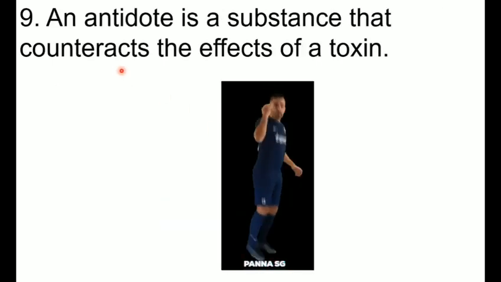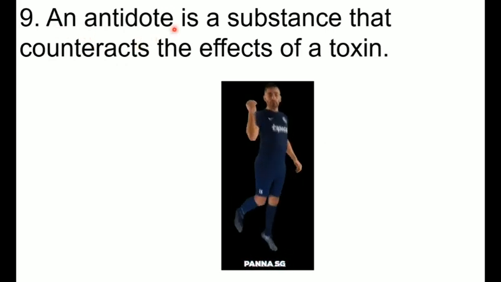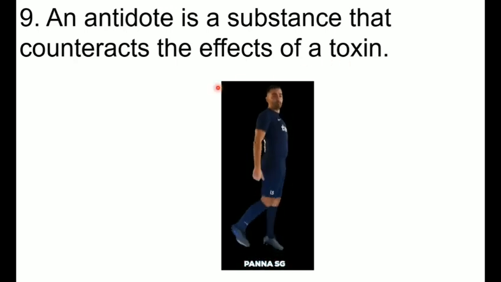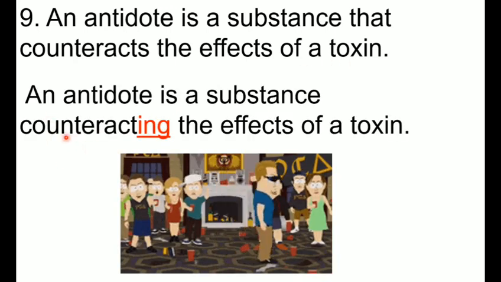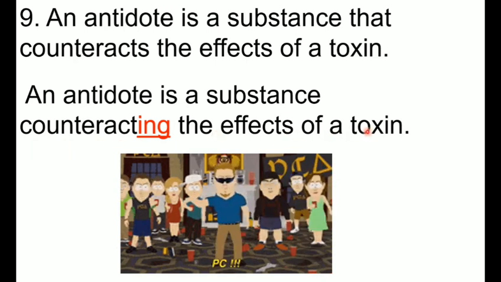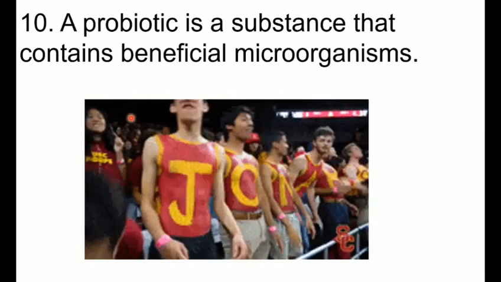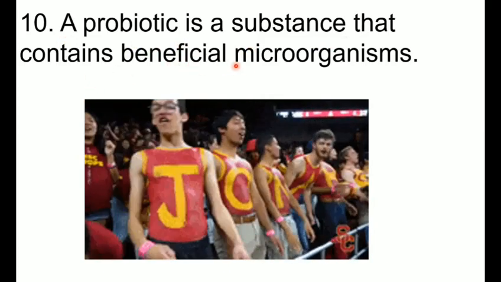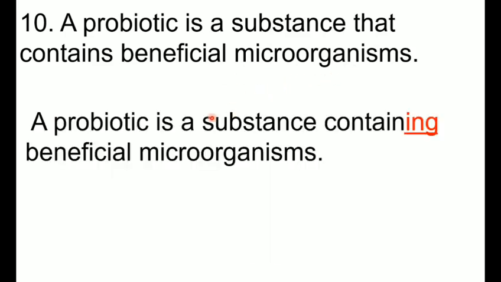Okay. Number 9. An antidote is a substance that counteracts the effects of a toxin. Possible answer: An antidote is a substance counteracting the effects of a toxin. Okay. Number 10. A probiotic is a substance that contains beneficial microorganisms. Suggested answer: A probiotic is a substance containing beneficial microorganisms.